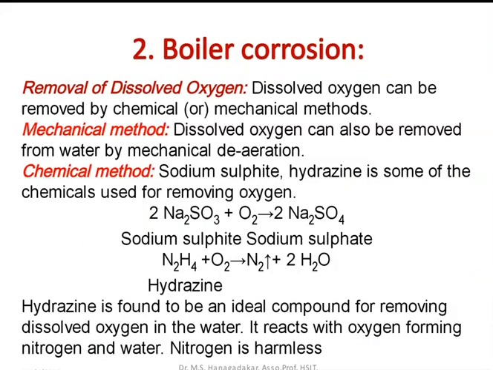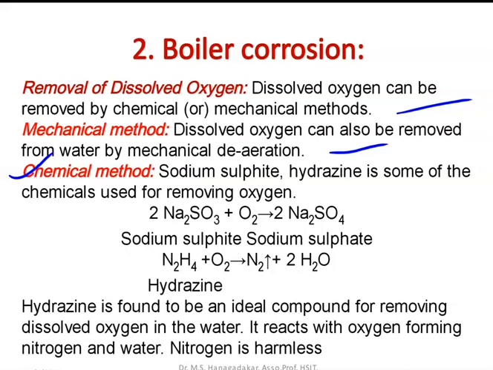Now let us discuss how to prevent boiler corrosion if water contains dissolved oxygen. Dissolved oxygen, if it is present in the boiler feed water, can be removed by two methods. The first is the chemical method and the second is the mechanical method. In the mechanical method, we can remove the dissolved oxygen by the mechanical de-aeration technique. We'll discuss the mechanical de-aeration technique later. Let us begin with the first one, the chemical method.